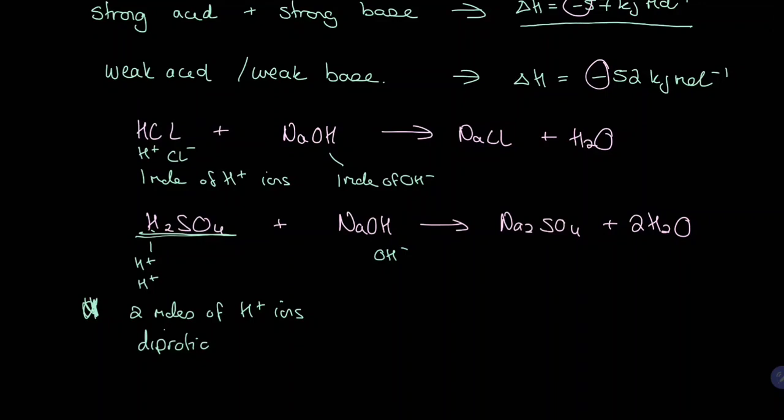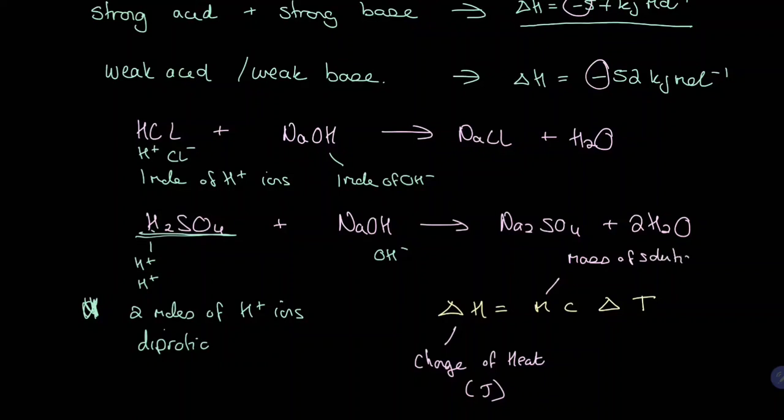Now when we do these calculations, we're going to use this formula here, which is delta H equals mc delta T. Now the delta stands for the change. So this is going to stand for the change of heat in the reaction. And your answer is going to be usually in joules or sometimes in kilojoules. M stands for the mass of solution. That's your acid and base together. C is the specific heat capacity, which will be given in the question. And delta T is going to be the change in temperature.